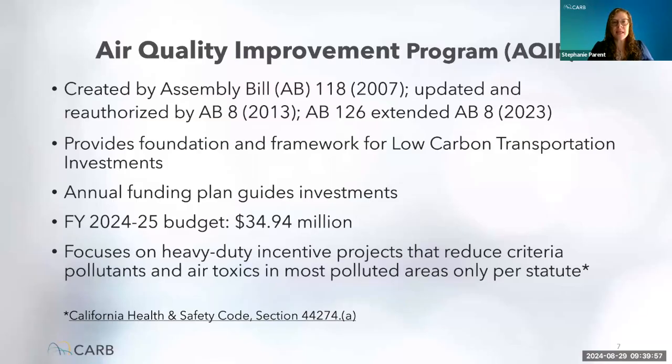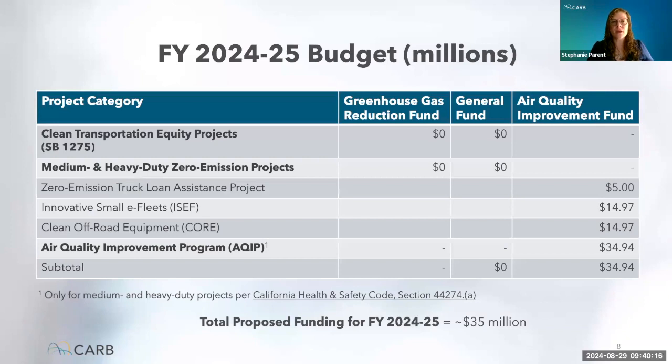This year, the state budget includes just under $35 million for AQIP. Legislation specifies that AQIP funds can only be used for projects that reduce criteria air pollutants in the heavy-duty sector. As noted on the previous slide, just under $35 million were appropriated for the Air Quality Improvement Program, or AQIP, to fund projects that reduce criteria air pollutants in the logistics, goods movement, off-road, warehouse, and port sectors.